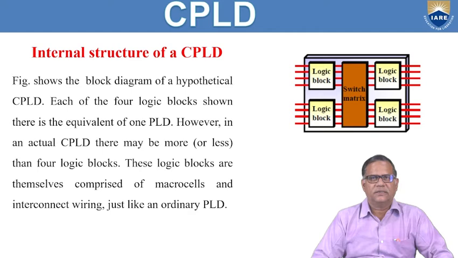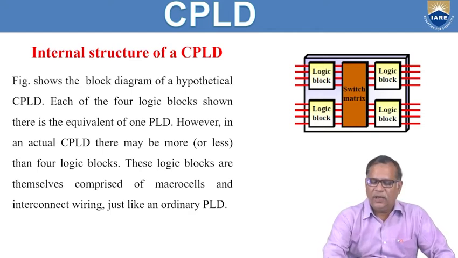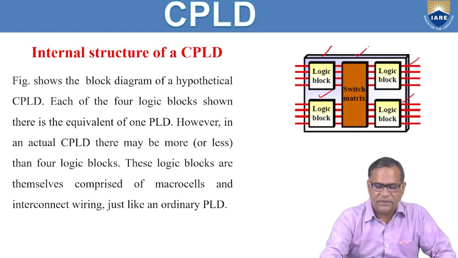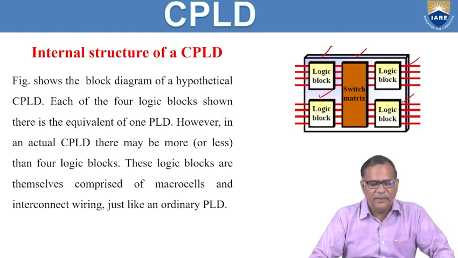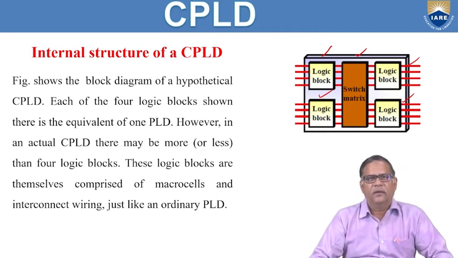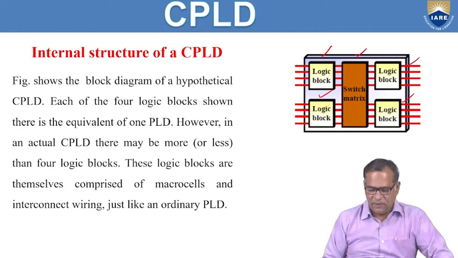Now this is the internal structure of a CPLD. Here you have a logic block, and this is another logic block, and this is another logic block. These logic blocks are connected through the switch matrix. But in an actual CPLD, there may be more logic blocks than these 4. They contain 70 or 90 or 100, depending upon the part number of the manufacturer. These logic blocks themselves comprise macro cells and interconnect wiring, just like any ordinary PLD.